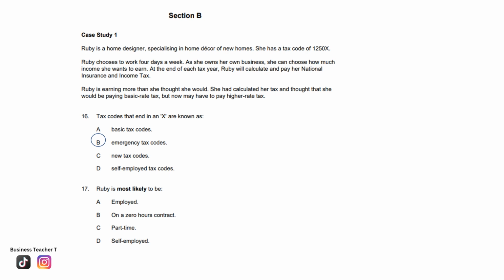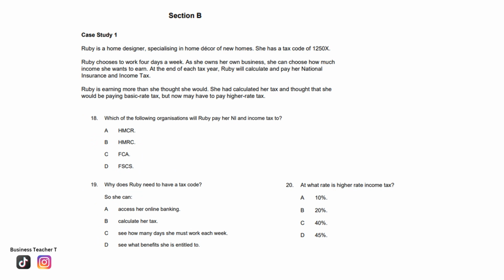And the answer is D. Self-employed. Question 18. Which of the following organizations will Ruby pay her NI and income tax to? A. HMCR, B. HMRC, C. FCA, or D. FSCS. And the answer is B. HMRC.